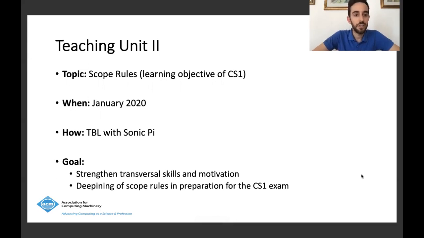While the second teaching unit's main topic was scope rules, which was a learning objective of CS1. We used the same strategies, the same methodology, in Sonic Pi. Here the goals were to strengthen transversal skills and motivation, and deepening of scope rules in preparation for the CS1 written exam.